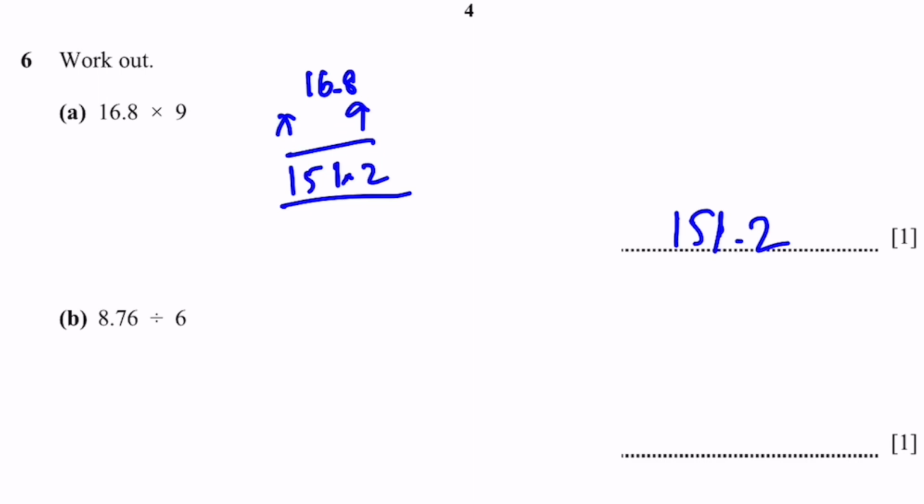B, 8.76 divided by 6. So we can do long division, 876 by 6. 8.76 divided by 6 is 1.46.